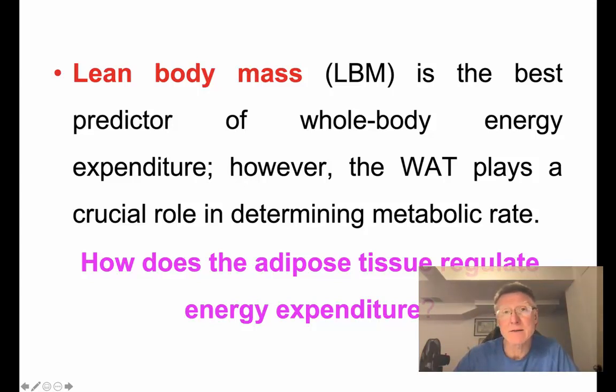It's an organ that, even though it has a low metabolic rate, has the ability to determine or regulate how lean body mass actually becomes more or less active. So let's get into this and address the question of how the adipose tissue regulates energy expenditure.